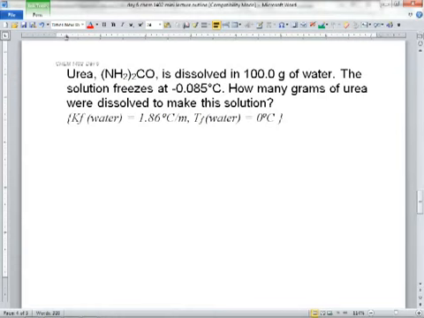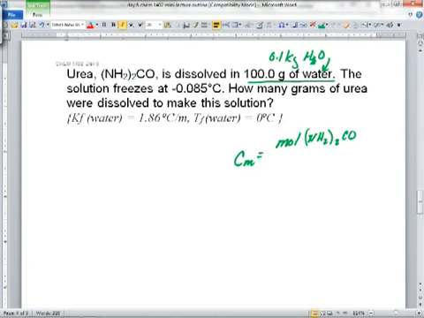Look, they have 100 grams of water, right? Is the water the solvent? Yeah, because something's dissolved in something else. So that's our solvent. And that's really 0.1 kilograms of H2O if you move it over three places. Right? So really, if we know molality, that's going to be the moles of, I shouldn't write solute, I'm going to write NH2, the urea, over kilograms.